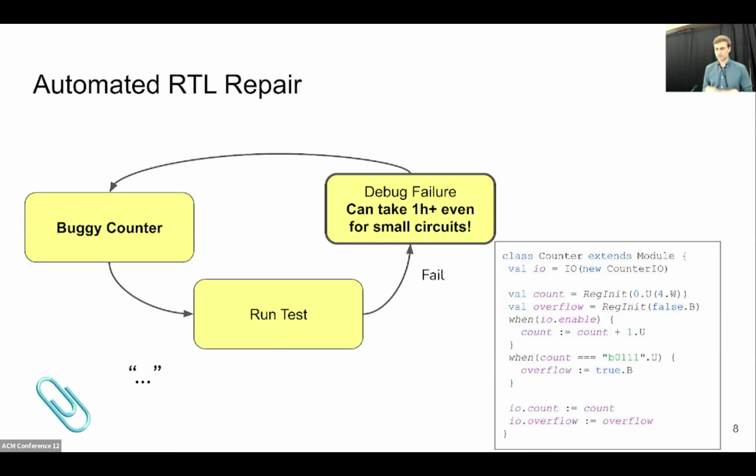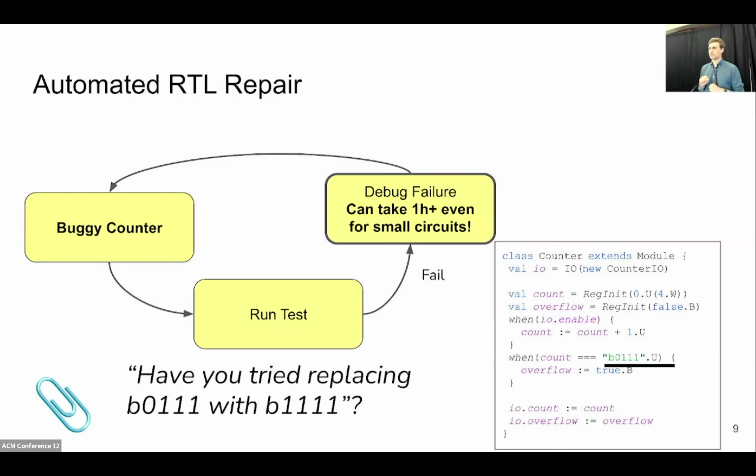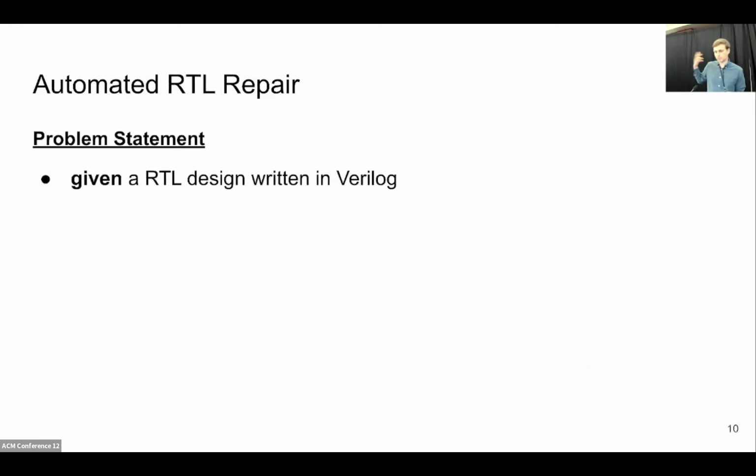And so wouldn't it be nice if we had some sort of digital assistant that would say, hey, developer, do you want to maybe try replacing this constant? Because I think it will fix your testbench. I think this would be a really helpful thing to have. And this whole description that I provided sounds a lot like automated repair.